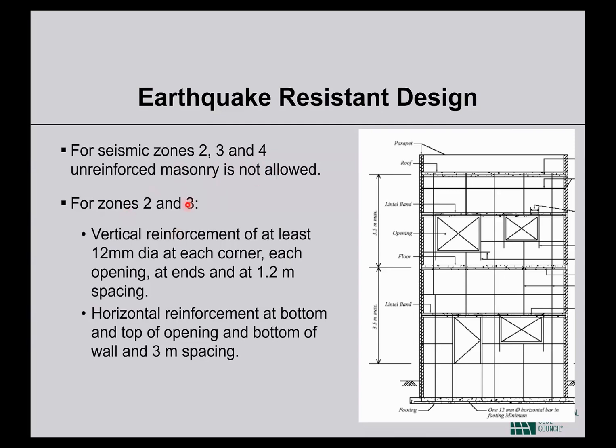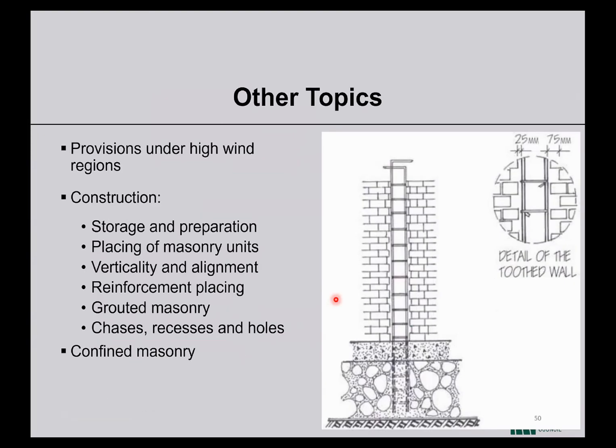For zones 2 and 3, there are requirements for reinforced masonry. For zone 4, this is more stringent. So please check these. If you really want to construct a masonry structure, you have to go for reinforced masonry. This is a new topic that has been added to the masonry chapter in this code, called confined masonry. Confined masonry is quite popular in Latin American countries and in other earthquake-prone countries like Iran. Actually, in the Iranian building code, that is included.